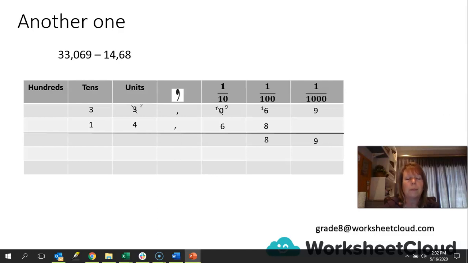9 minus 6 will give us 3. Don't forget your decimal comma. 2 minus 4 we can't do, so again we've got to go to the column to the left, and we've got to borrow.